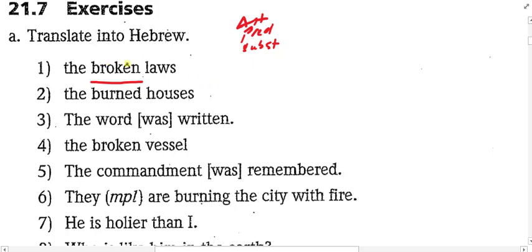Attributive. It's attributive because it's telling me what kind of laws. They're broken laws. And that means that I have to follow the attributive word order, which is to put what goes first and what goes second in attributive position. So the noun goes first, the attributive adjective, and in this case, the attributive participle goes second. How do they have to agree with each other?